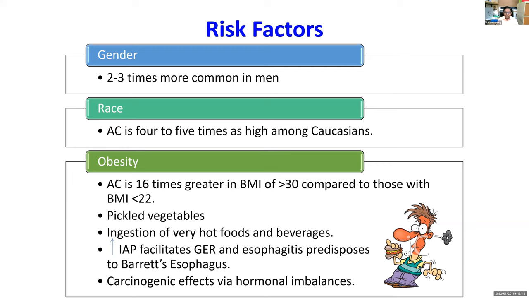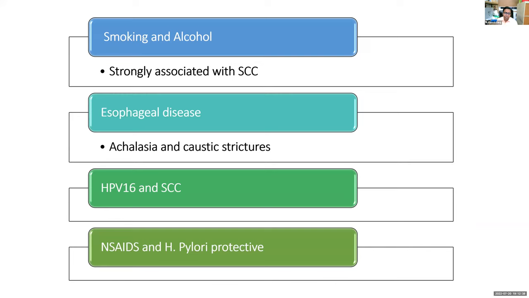increased abdominal pressures, because it facilitates gastroesophageal reflux, leading to esophagitis, leading to Barrett's esophagus, and this is the precursor for CA esophagus. Also, sometimes hormonal imbalances do occur, which lead to more gastroesophageal reflux, leading to these types of issues. It's more commonly associated with smoking and alcohol, more commonly with squamous cell carcinoma.